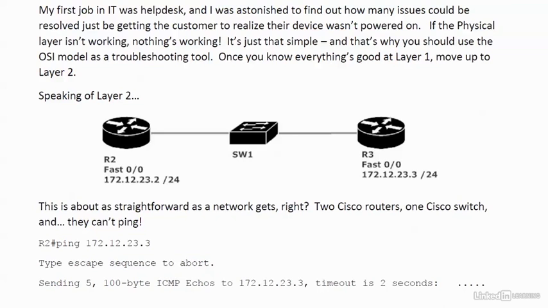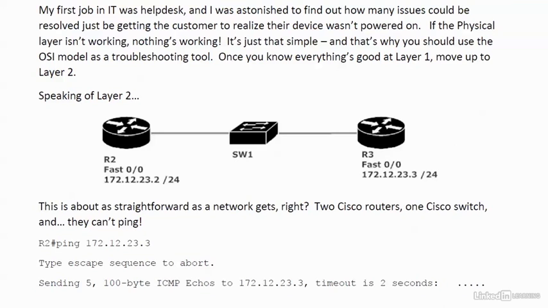Because once you know everything's good at layer 1, you move up to layer 2, and later in the course, we're going to see when we're working with some layer 3 protocols that you have to be wary of certain things happening at layer 2. None of this happens in a vacuum. Routing doesn't happen in a vacuum. There are other things going on on top of it in the OSI model and especially beneath it at the data link layer. Speaking of layer 2, let's take a look at a very simple switch scenario.